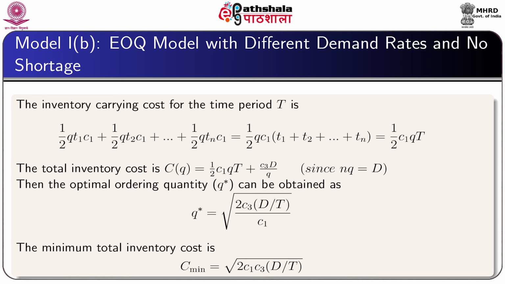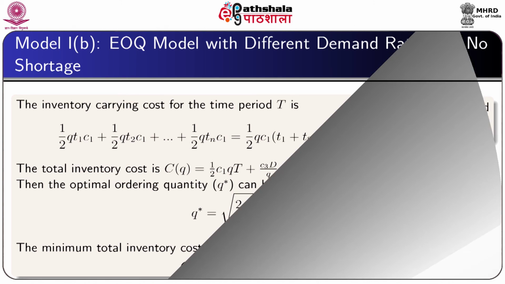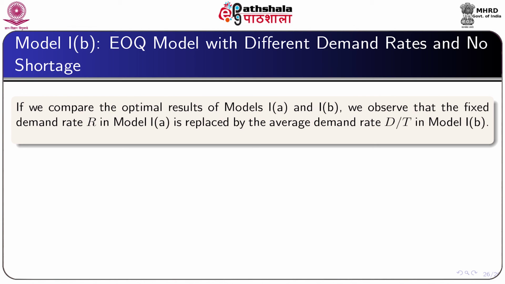The total inventory cost CQ therefore is equal to half C1 QT plus C3 D by Q, and from this we can find the optimal order quantity Q star as Q star equal to √(2 C3 D by T by C1), and the minimum total inventory cost is C minimum equal to √(2 C1 C3 into D by T). So, if we compare the optimal results of model 1A and model 1B, we observe that the fixed demand rate R in model 1A is replaced by the average demand rate D by T in model 1B.